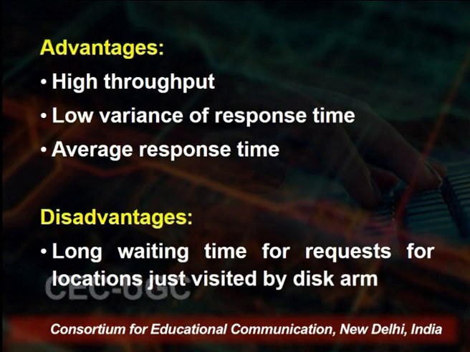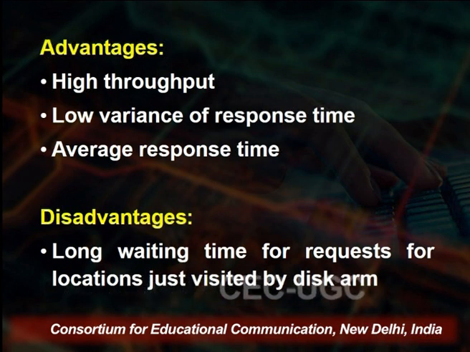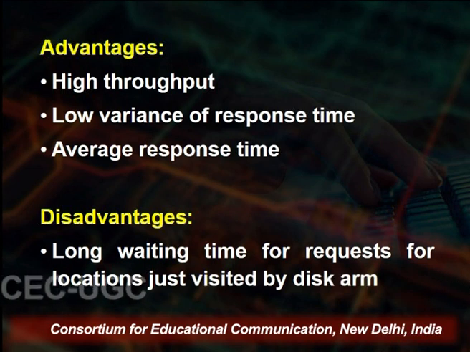Now let us try to see what are the advantages and what are the disadvantages of this particular algorithm. So we can say in advantages, it is going to give you a high throughput. Also the disadvantage of shortest seek time first, which was a high variance of the response time, will be taken care of in this. This is going to give you a low variance of the response time, and the average response time is also improved. So in advantages we can say there is a high throughput, average response time is improved, and the variance of the response time is quite low, obviously, as compared to shortest seek time first.